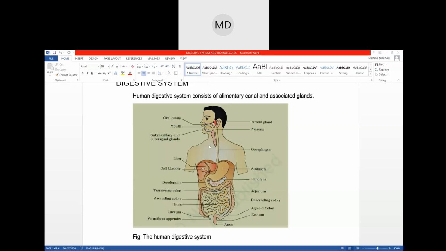Is it clear? This is the whole alimentary canal, starting from the mouth. If you're asked what the parts of the alimentary canal are, only the names, you have to write mouth first. You cannot write it jumbled, like pharynx, then small intestine, then stomach. You cannot write it all messed up. You have to write it orderly. When asked to write the parts of the alimentary canal, you have to write mouth, pharynx, esophagus, stomach, then small intestine, large intestine.